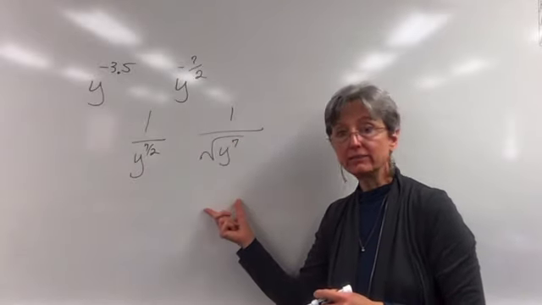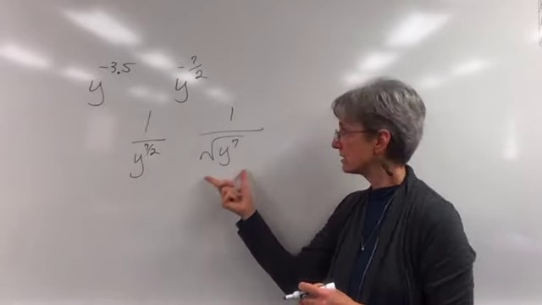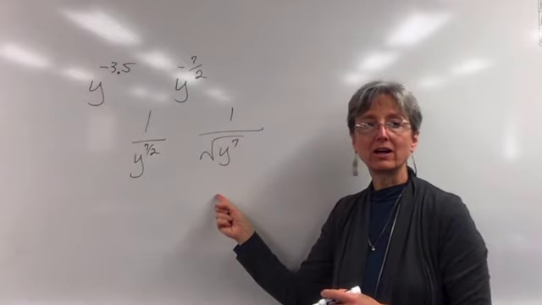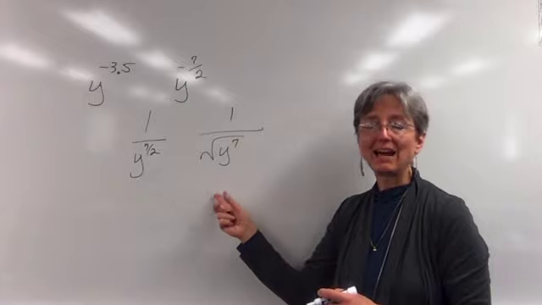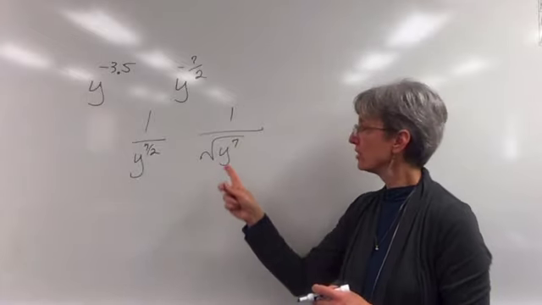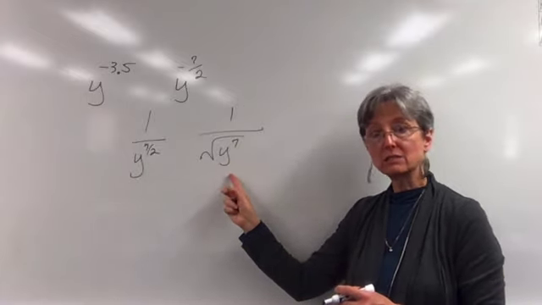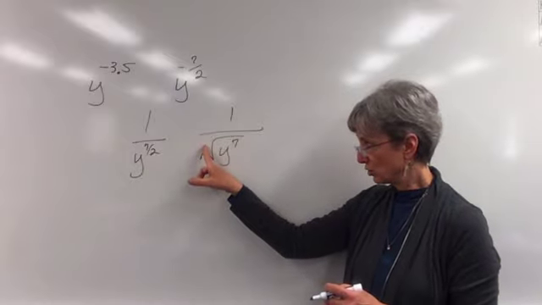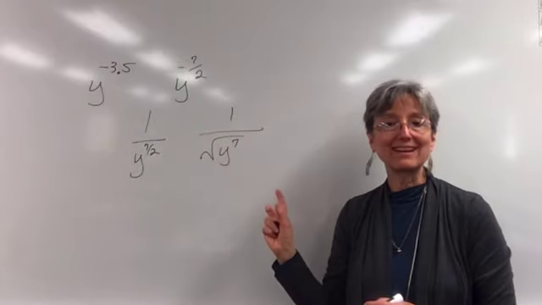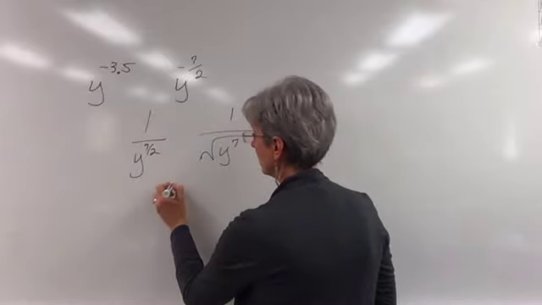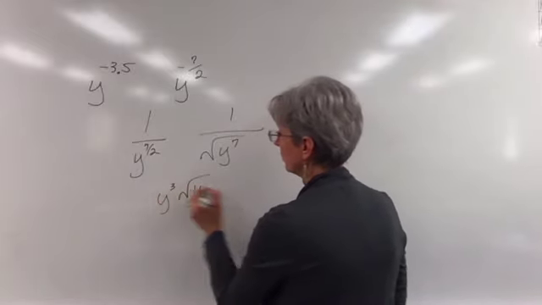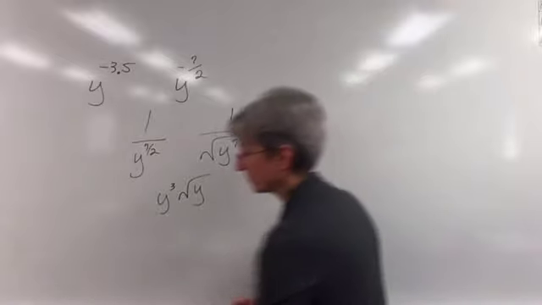I'm not going to leave it like this because this is not in the simplest form. I have to rationalize the denominator. So first let's simplify it. Remember, this is a 2. How many 2's are in 7? There's 3. So I can take out 3 y's, y cubed, and I'm left with 1 y down below.